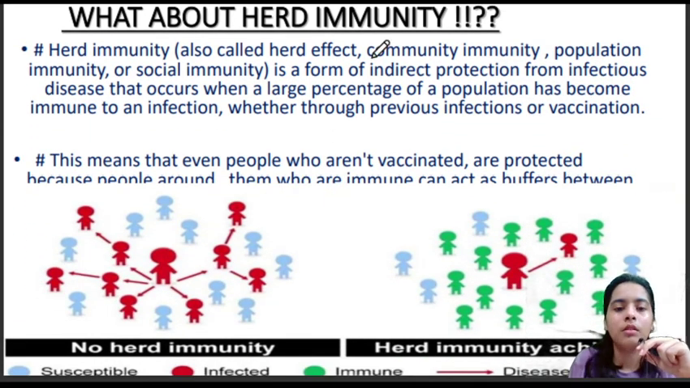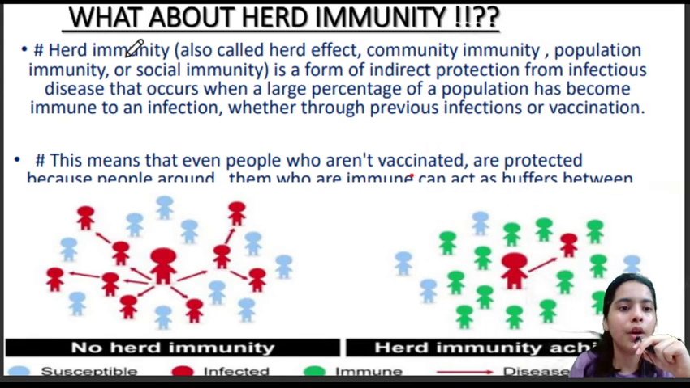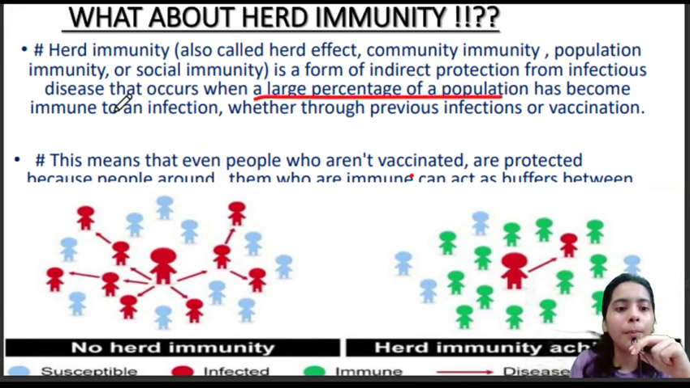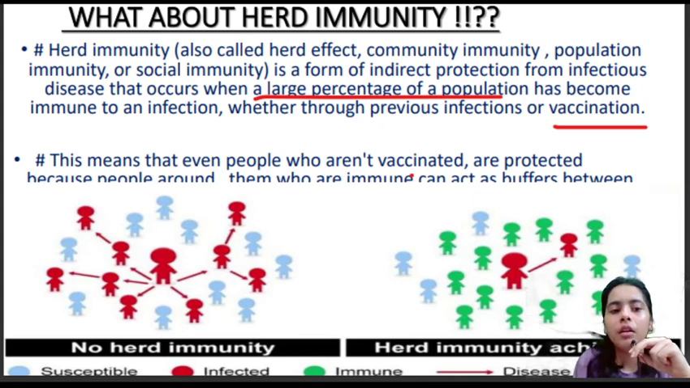Next comes, what is herd immunity? So here let me change the color please. Herd immunity, also called the herd effect, community immunity, population immunity or social immunity, is a form of indirect protection from infectious diseases that occurs when a large percentage of the population, meaning a very major amount of the population, has become immune to an infection, whether through previous infections or vaccinations. But in the case of coronavirus, we are not blessed with vaccination till now, so there are very few chances that we will be immune through herd immunity.